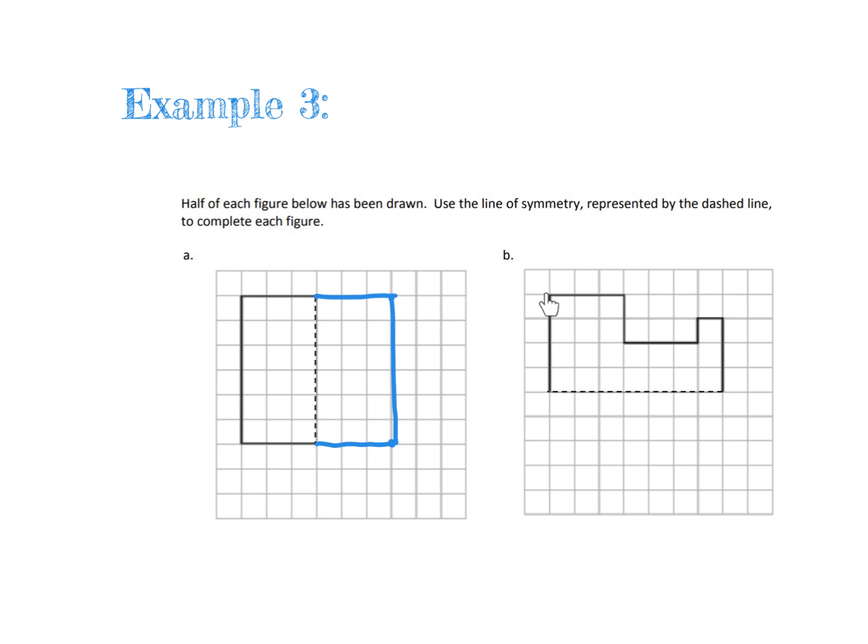For the next one, we'll have to go down 1, 2, 3, 4. We'll go over 1, 2, 3. We'll have to go up 2. We'll have to go over 1, 2, 3. We will have to go down 1.